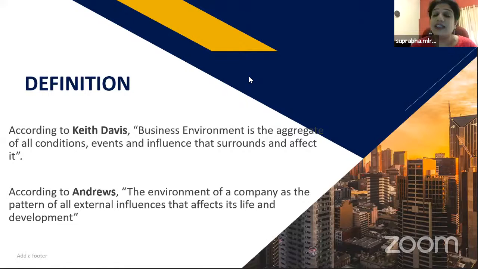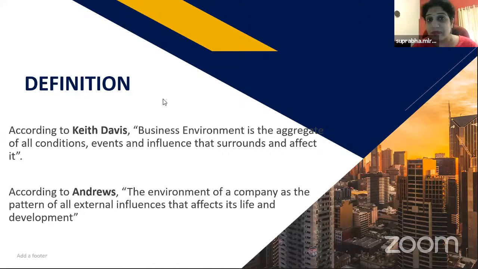So that was according to Keith Davis. According to Andrew, the environment of a company is the pattern of all external influences that affect its life and development. Yes, business environment is such a factor which has external influence, and it will affect the life and development. When I say life, the business environment has the capability to end the life of an organization. At the same time, it also has the capability to stop the development of the organization. So the organization should be very careful when it is dealing with the business environment. So this was the definition of business environment.